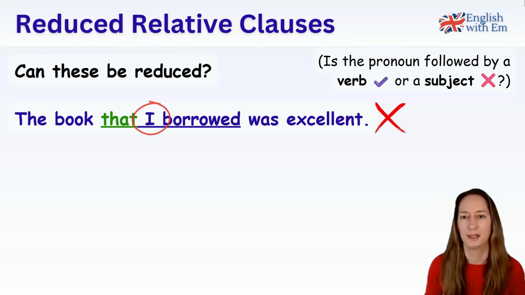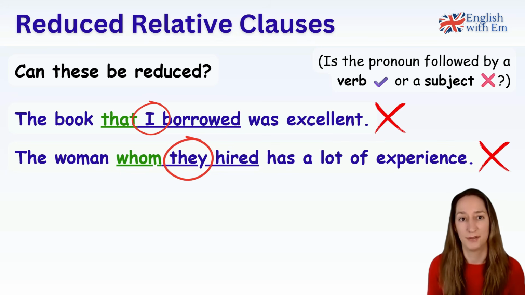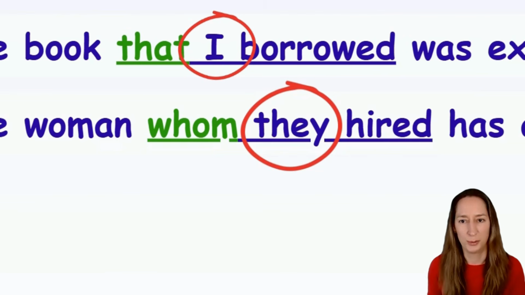No, because we have the subject I. The woman whom they hired has a lot of experience. What do you think? No. Again, we have the subject, they. And whom is an object pronoun. So anytime you have a relative clause with the relative pronoun whom, it cannot be reduced.